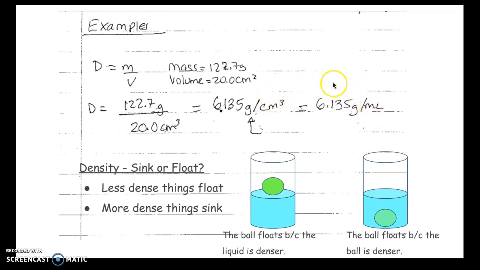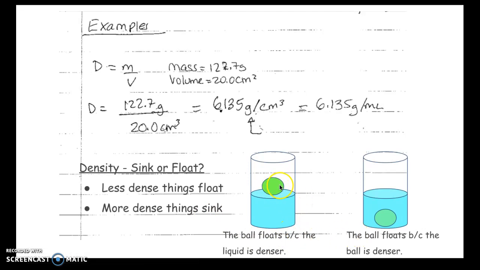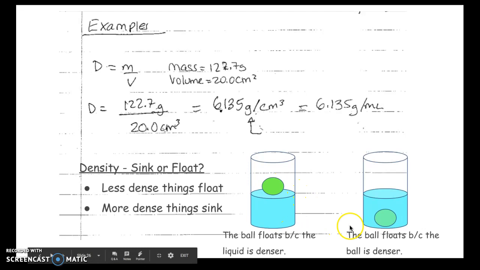They are equivalent units. All right, the final little note that you're going to add to your notes is density: sink or float. Less dense things float and more dense things sink. And so you want to draw this example. The ball floats because the liquid is denser. So the liquid is denser than the ball, meaning the ball is less dense, so the ball will float. And then this should say the ball sinks, actually, because the ball is denser. So make sure you write this as sinks.